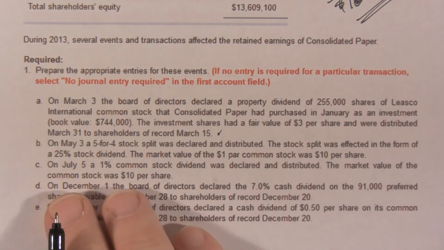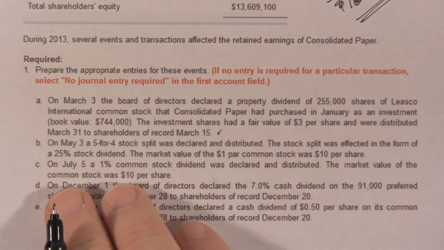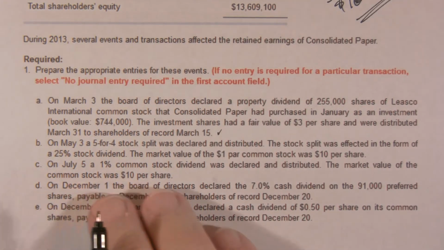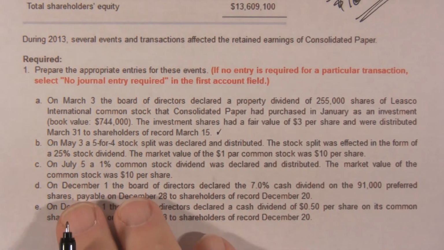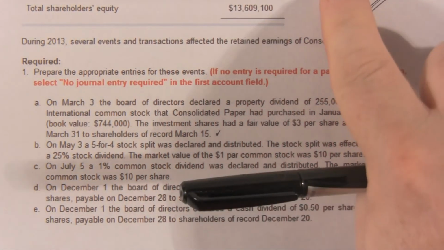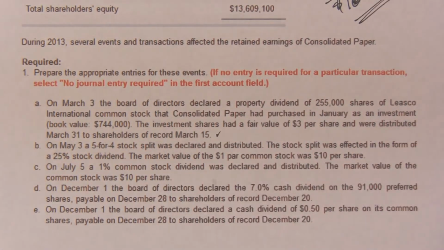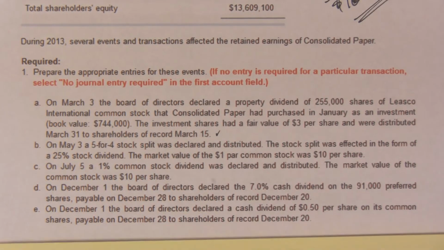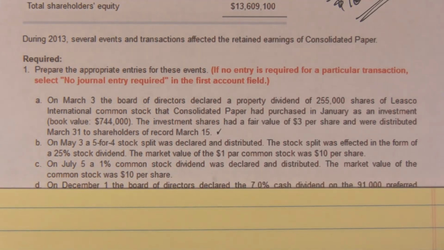Okay, on July 5th, a 1% common stock dividend. Now, 1% common stock dividend, clearly a small stock dividend. The market value of the common stock was $10 per share. So we have to come up with 1% of the stock. We have 410,000. Remember, we had those. So let me just jot that down here. For our 1% stock dividend, we have to figure out how many shares are out.